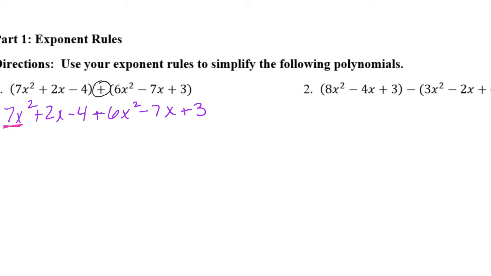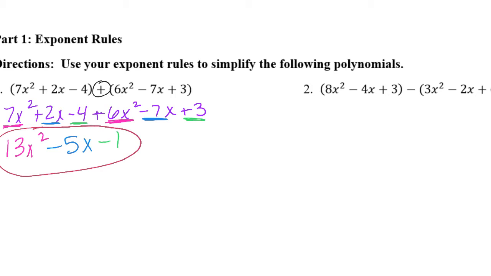All right, so if we're looking at our like terms, we have 7x squared and 6x squared. So when we add that, 7 plus 6 is 13x squared. Then the next like terms are 2x and negative 7x. So 2 minus 7 is negative 5x. And my last set of like terms is negative 4 and positive 3. Negative 4 plus 3 is negative 1. So then this would be my answer on number 1.